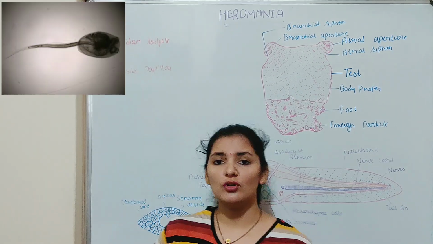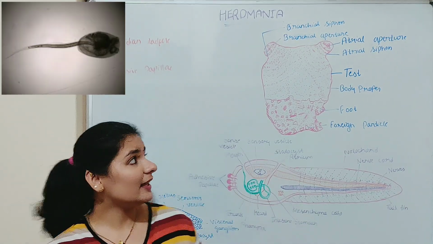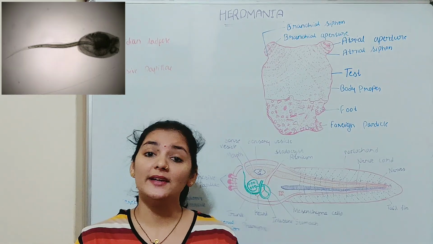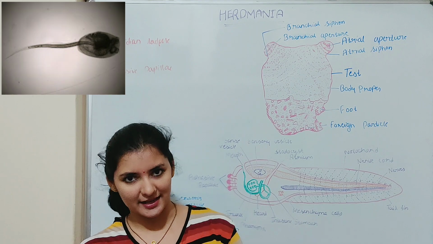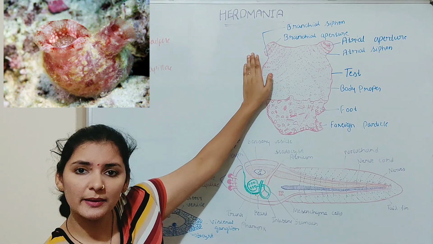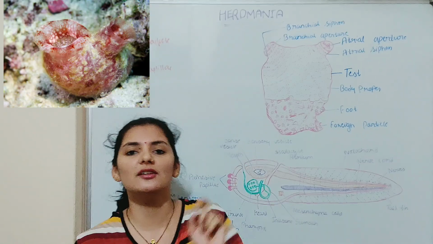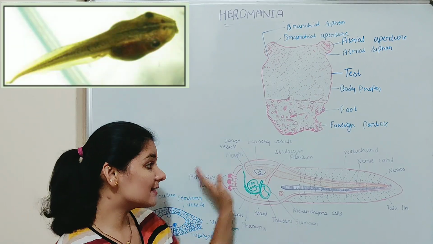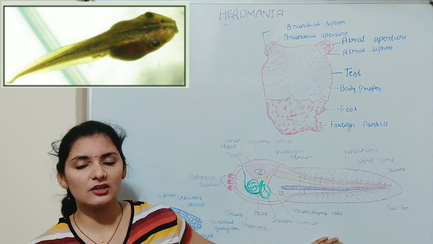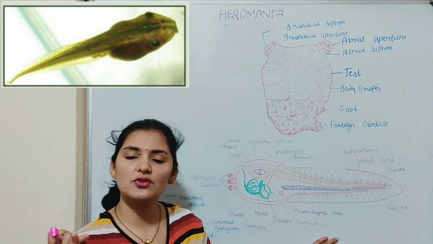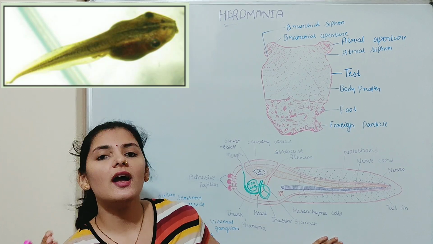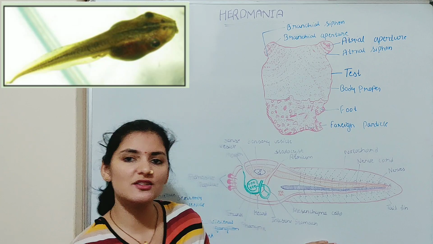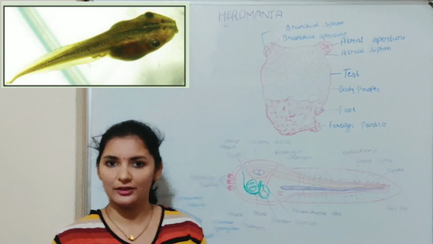This Ascidian tadpole is very special because, unlike the adult Herdmania or adult form, it is a free living form and it shows all basic chordate characters. Whereas the adult Herdmania is a sedentary form and it does not show much of the chordate characters. This larval form shows all basic chordate characters like the presence of notochord, presence of nerve cord and presence of pharyngeal gill slits. So that is why this larval form is different or special from the adult form.